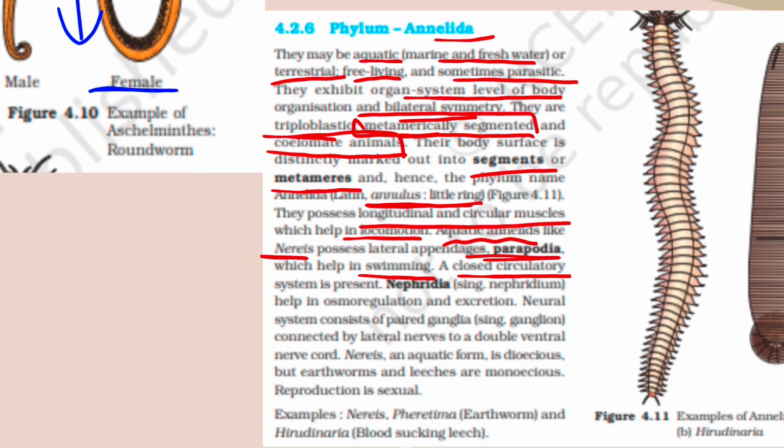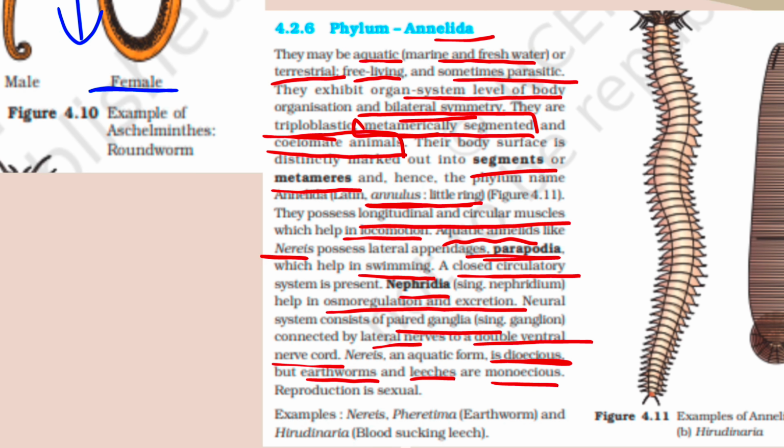It contains closed circulatory system. Closed circulatory system is in Annelida and Chordata. It has nephridia. It helps in osmoregulation and excretion. Neural system consists of paired ganglia connected by lateral nerves to double ventral nerve cord. Nereis is dioecious. Dioecious means male and female are distinct, but earthworm and leeches are monoecious, and reproduction is sexual.